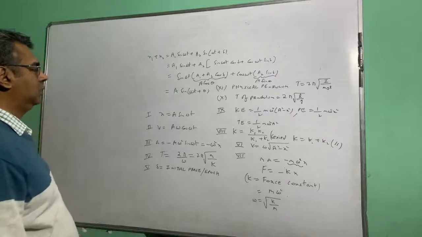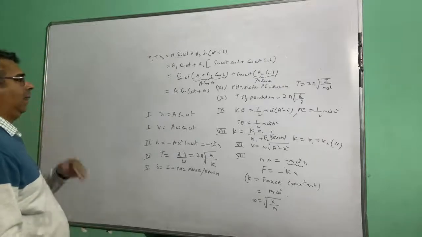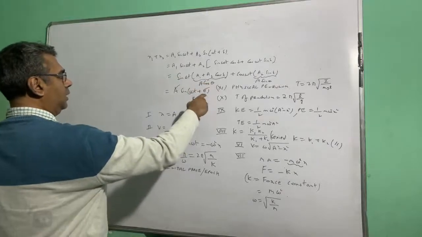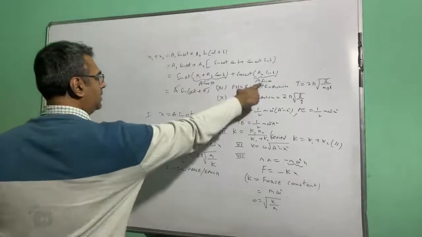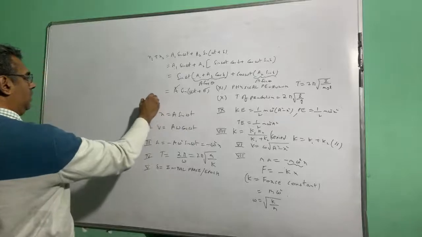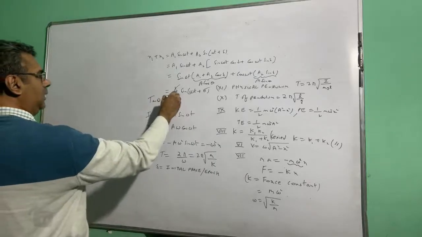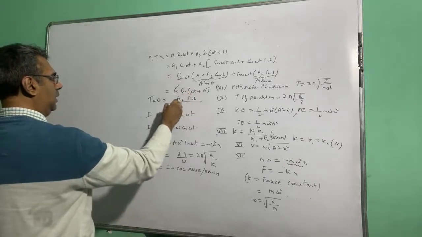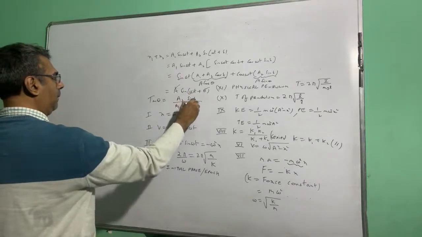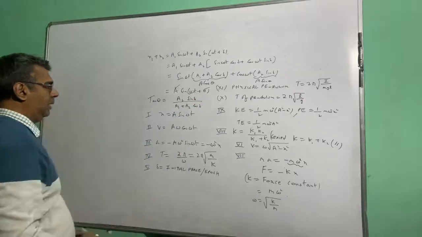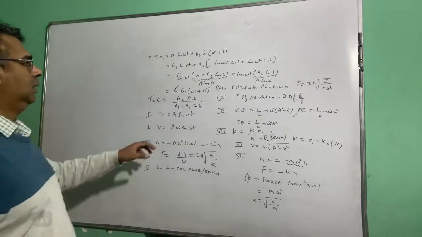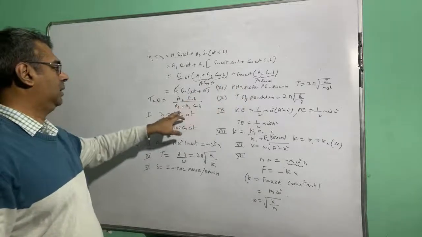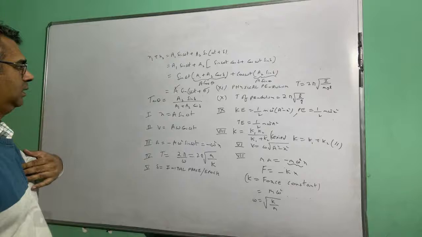Now with this value of a sin(omega t plus theta), I will have to find what is A and what is theta. So a cos theta is this, a sin theta is this. So from there I can say that tan theta is a2 sin delta by (a1 plus a2 cos delta). So this is tan theta.